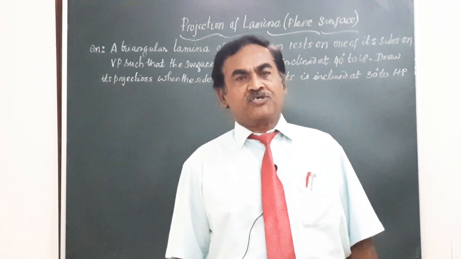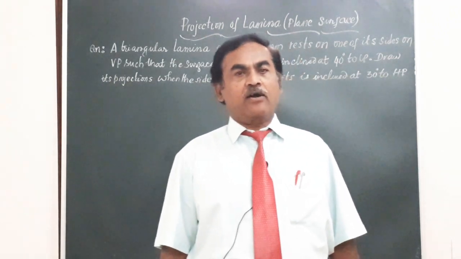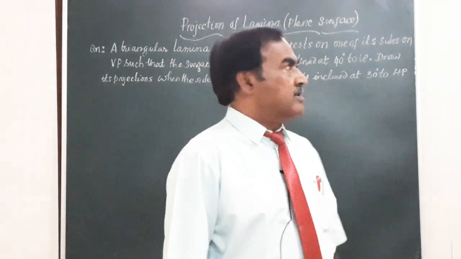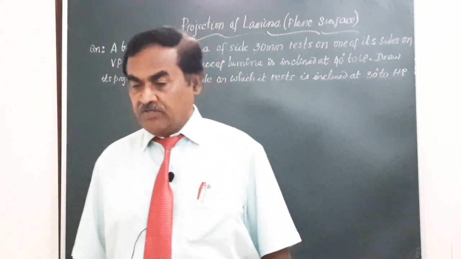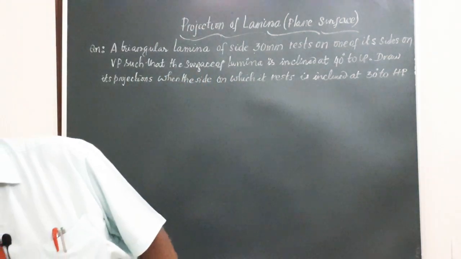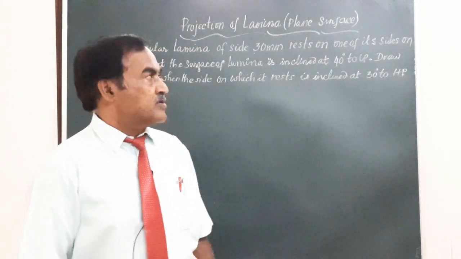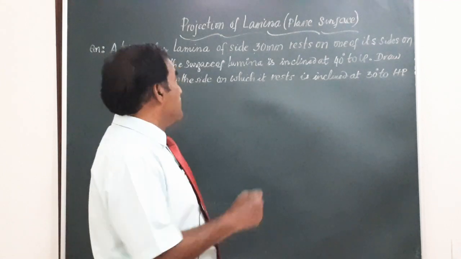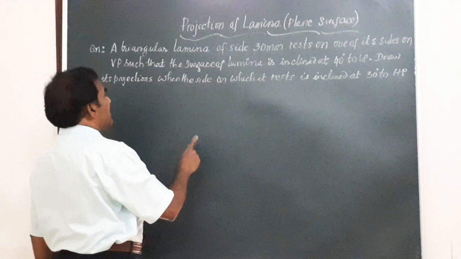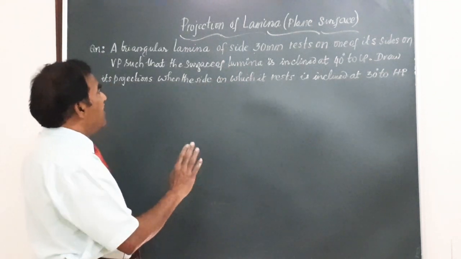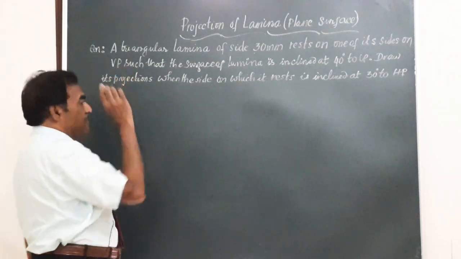Friends, in today's session, we are going to study the projection of a triangular lamina which is placed on VP on one of its sides. So, the problem for today's session reads like this. A triangular lamina of side 30 mm rests on one of its sides on VP.